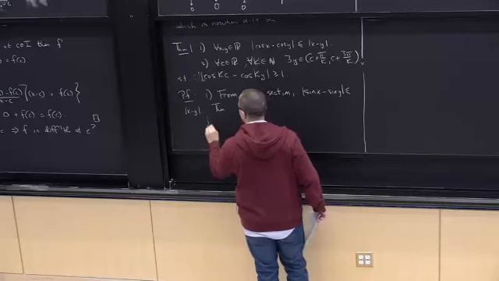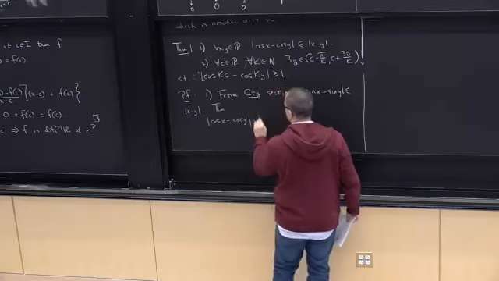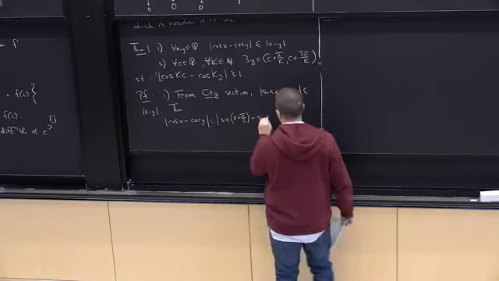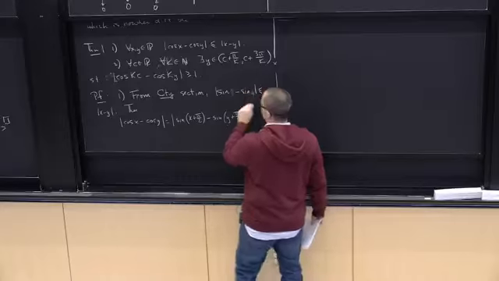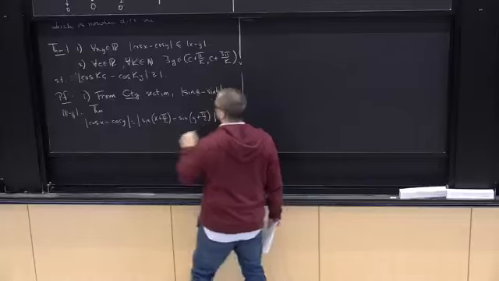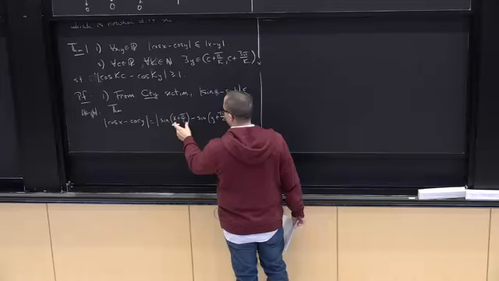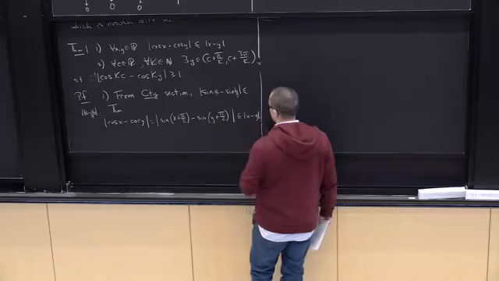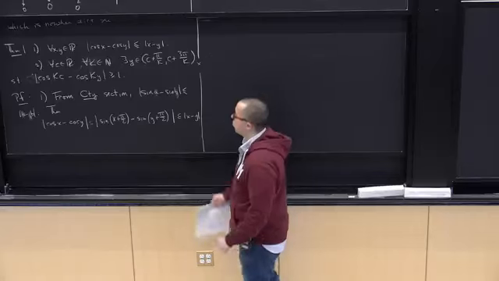Then cosine of x minus cosine of y is equal to sine of x plus pi over 2 minus sine of y plus pi over 2. And if you like, instead of using x and y here, let me use a and b. So then this is less than or equal to the absolute value of x plus pi over 2 minus y plus pi over 2, using this inequality. Okay? So that proves number 1.